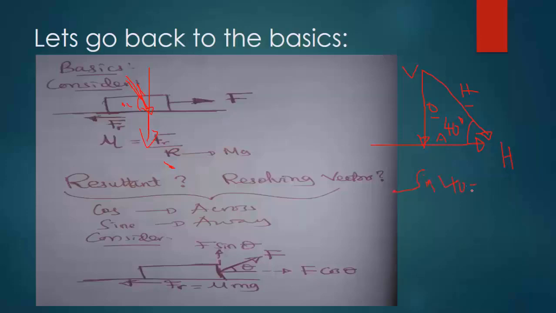Tukitumia sin 40 is equal to opposite, which is the vertical component, over hypotenuse, which is the resultant. So we'll find that V is equal to resultant sin 40. Okay, so we'll come to realize that V is equal to resultant sin 40. Similarly, if we come to find the horizontal, which is the adjacent, tunatumia cos. So cos 40 is equal to adjacent, which is the horizontal, over hypotenuse, which is the resultant. So the horizontal is equal to resultant cos 40.